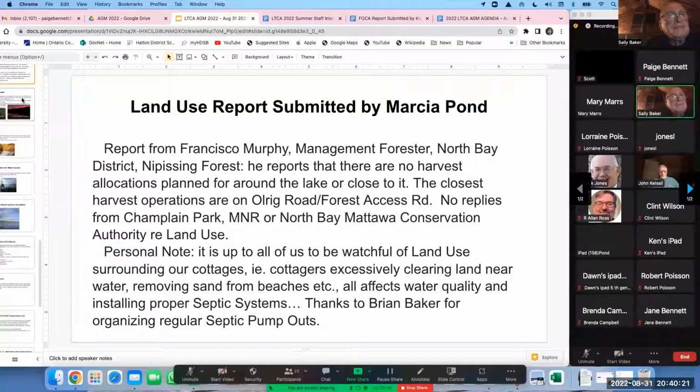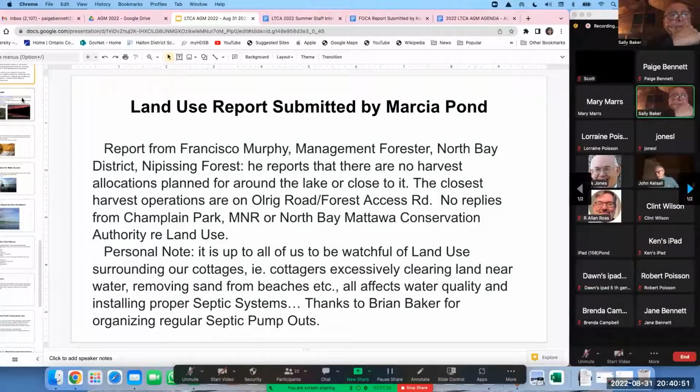But then I did get a reply from the North Bay Mattawa Conservation Authority, from Valerie Murphy, who advised she's issued four development, interference with wetlands and alterations to shorelines and watercourses permits for all activities in and around Lake Talon, and that pertained to septic or gray water permits. And she's the regional officer for the North Bay Mattawa Conservation Authority.